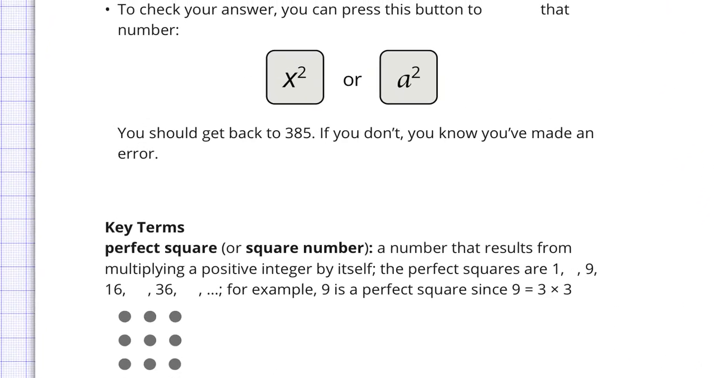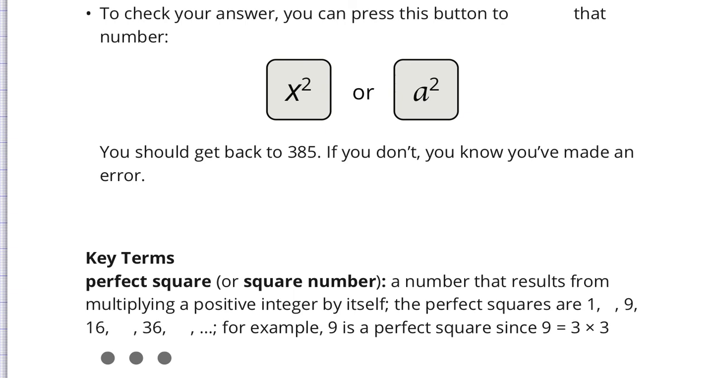To check your answer, you can press this button right here and right here to square that number. You should get back to 385. If you don't, you know you've made an error.